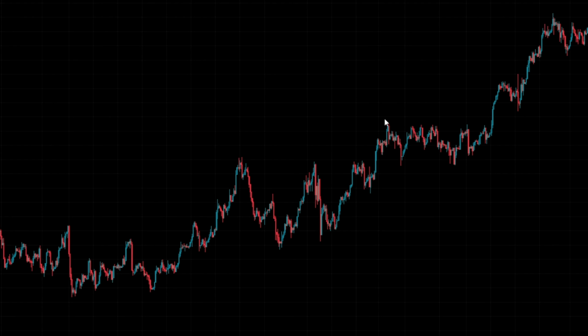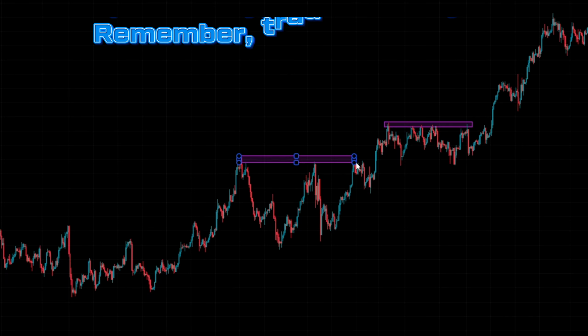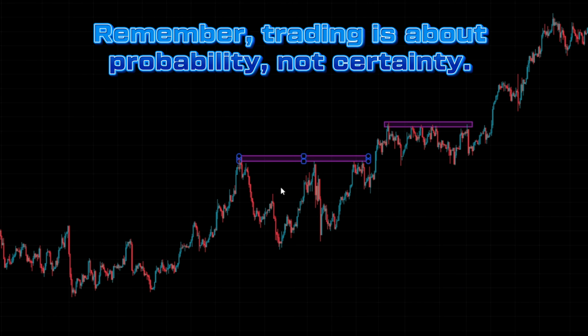Support and resistance are like a roadmap in trading. Practice drawing them daily on MT5. Remember, trading is about probability, not certainty. Support and resistance levels give you a map, but you still need to follow the price action clues to navigate successfully. Always keep your charts clean and your mind focused.